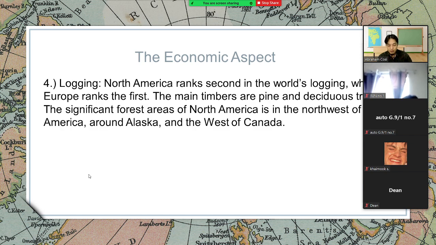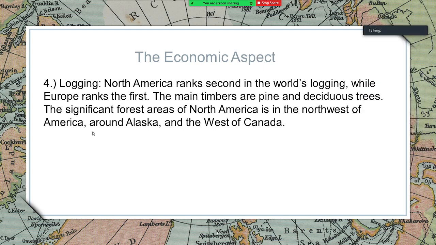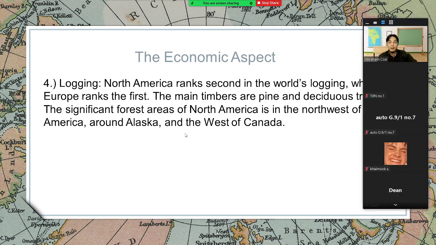We also have number 4, which is logging. North America ranks second in the world in logging, wherein Europe is first. Logging is the cutting down of trees, and it's mostly done in areas where there are wide forests. In North America, this can mostly be found in Alaska and the west of Canada.